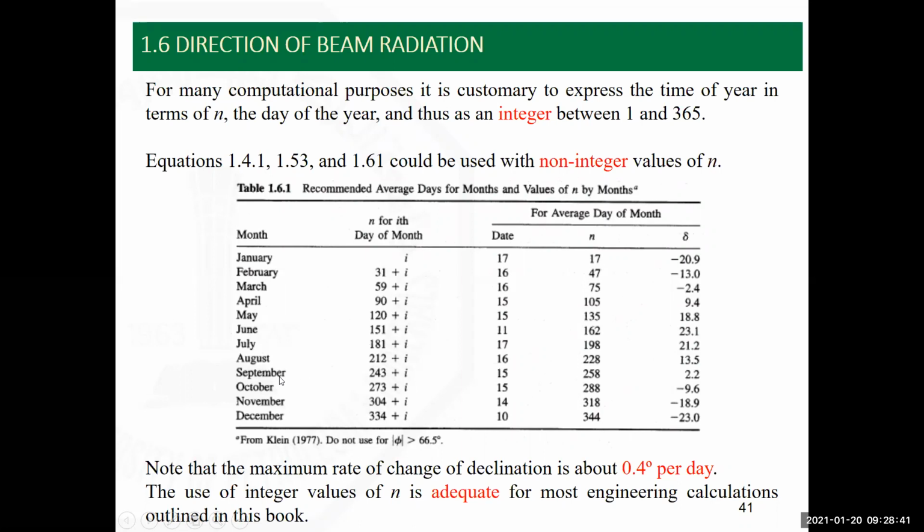For example, 10th of September, it's going to be 253. Now you can tell me, 15th of November, what will be the value of n? 370. 15th of November, it will be 319, I'm sorry. Yes. So this is the way that you can calculate the value of n, which is again the order of the day within the year.